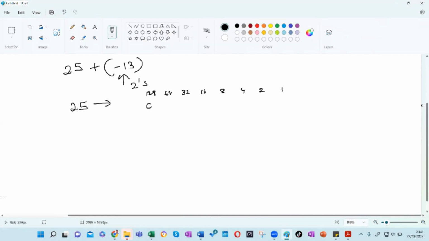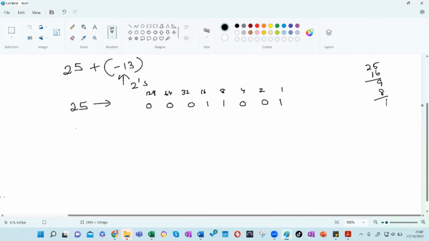There's no 128s, no 64s, no 32s. First watch, then you can write. Do you have 16s? Yeah, one 16, 25 minus 16, balance is 9. There's one 8, balance is 1. Okay, you put that one here, and these will be zeros. Okay, that is 25. Now you know how to convert 13, right?